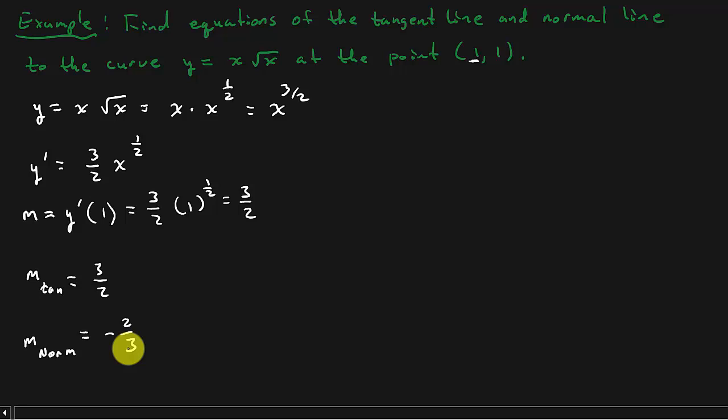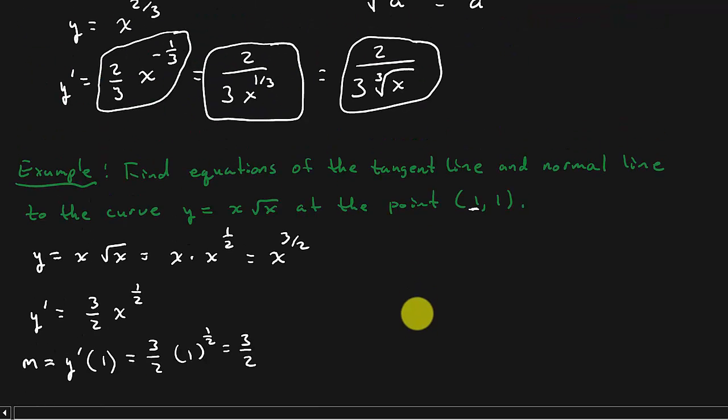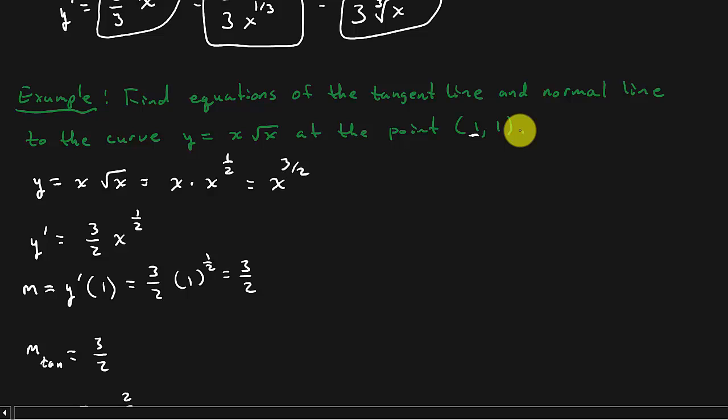Just to give you a picture, I have no idea what the graph of this looks like, but just to get an idea, this graph that I'm drawing is not the graph of our function. This is just a graph of a parabola. Here's our point. That's the tangent line. The normal line is this line right here. It's perpendicular to the tangent line.